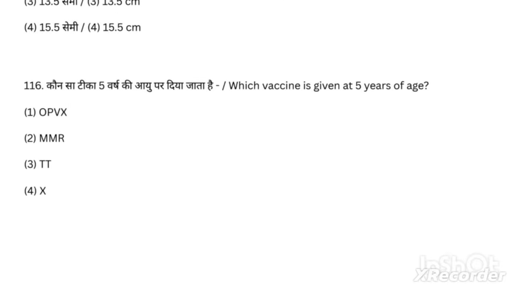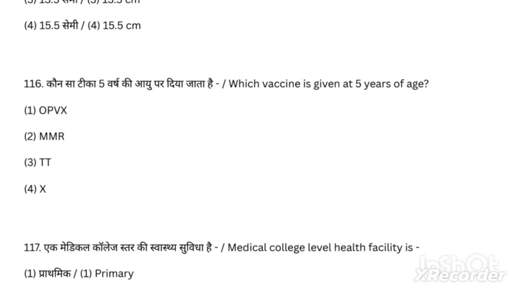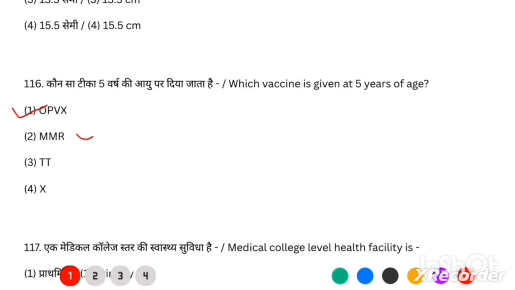Next question is, which vaccine is given at 5 years of age? So the correct answer is OPV booster dose. According to the National Immunization Schedule, a 5 year old child is given DT and OPV booster. MMR is given at 15 to 18 months. TT is given at 10 and 16 years. So the correct answer is OPV booster.